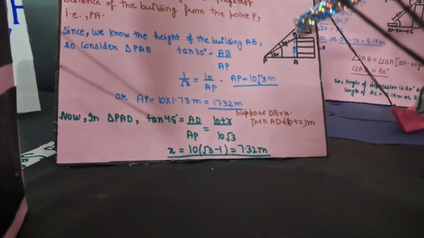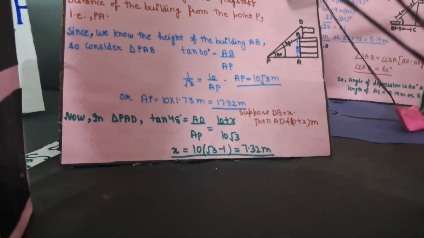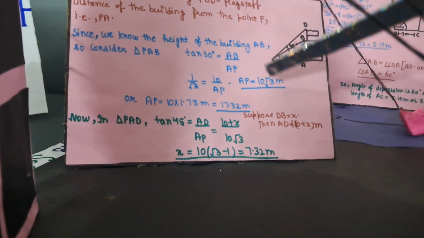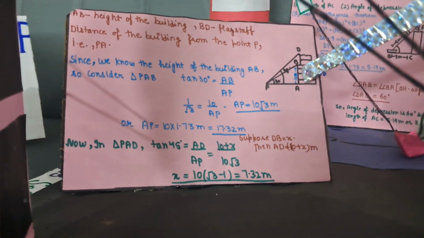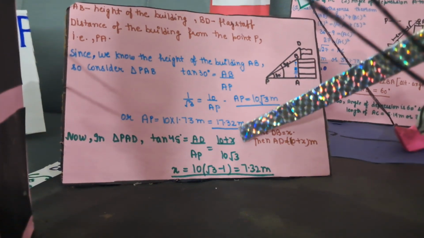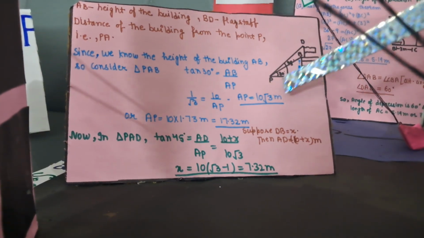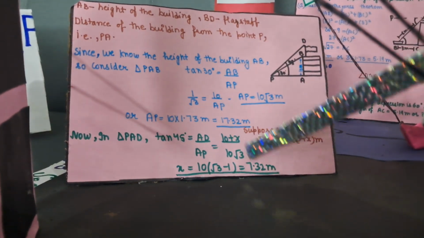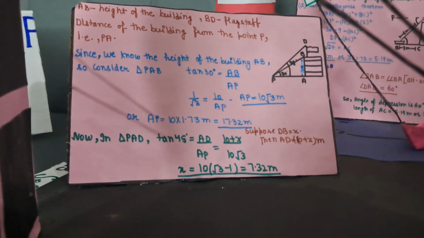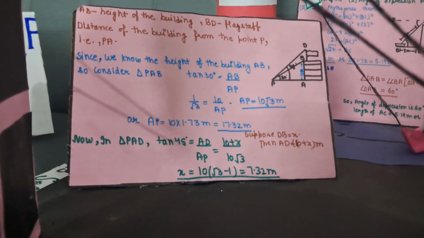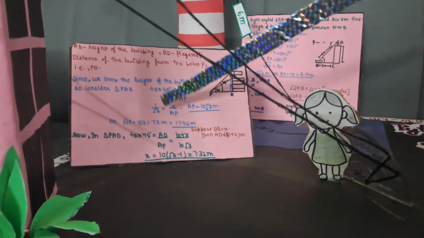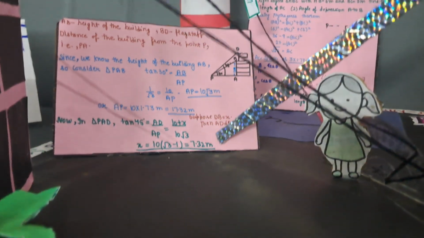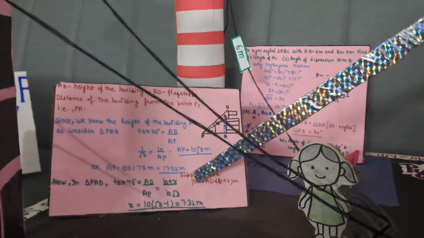Now we have to find the height of the flag. Let the height of the flag be x. So here AD, which is the perpendicular, is x plus 10 meter, where 10 meter is the height of the building, and AP, which is the base, we have found here as 10 root 3. The angle of elevation when she looks at the top of the flag is 45 degree, and perpendicular upon base is tan theta, and tan 45 we know is 1. So when we solve, we get 7.32 meter. So the height of the flag is 7.32 meter.